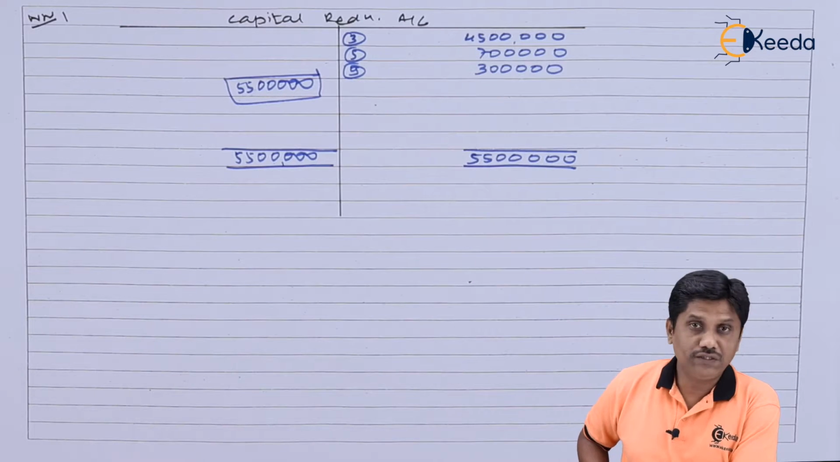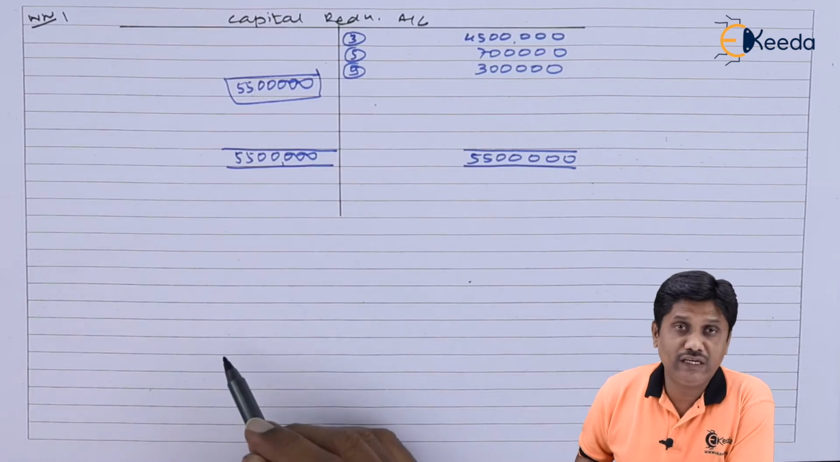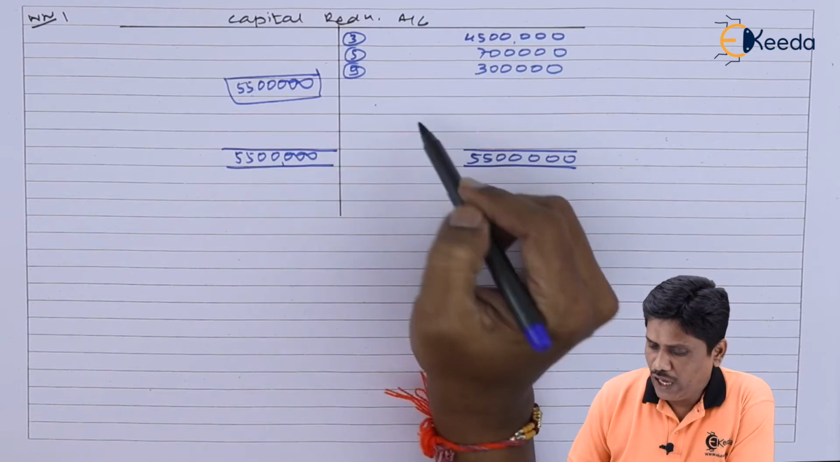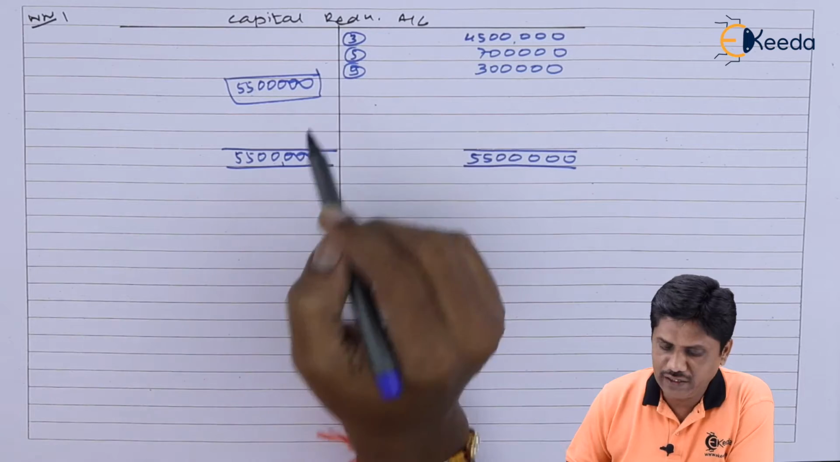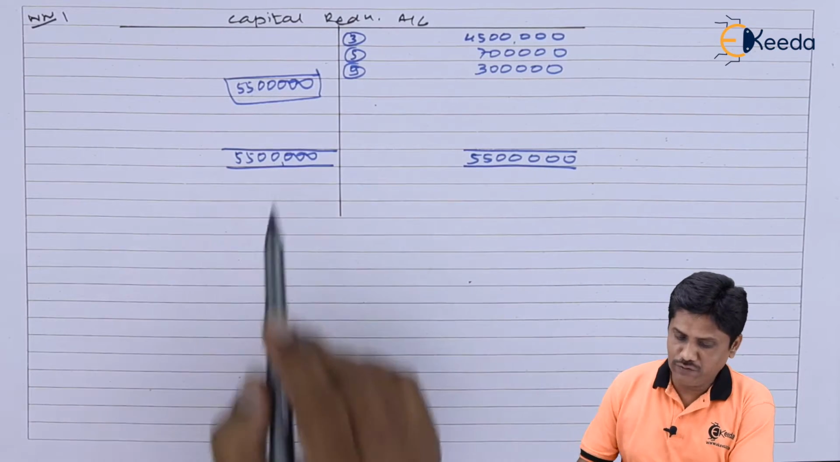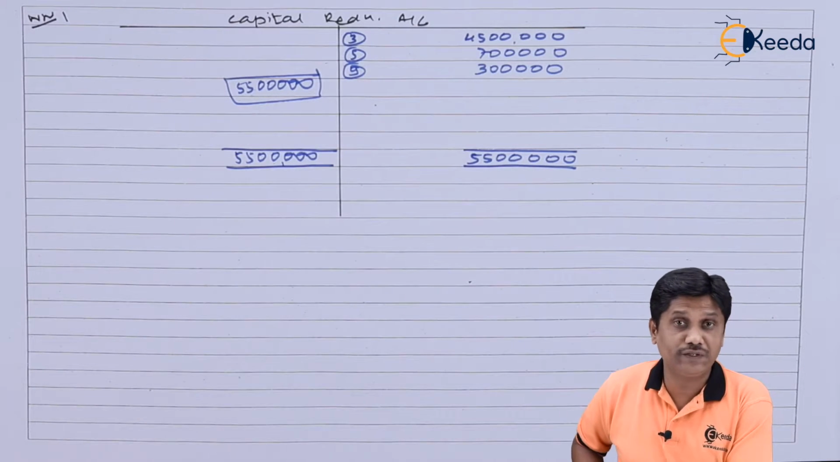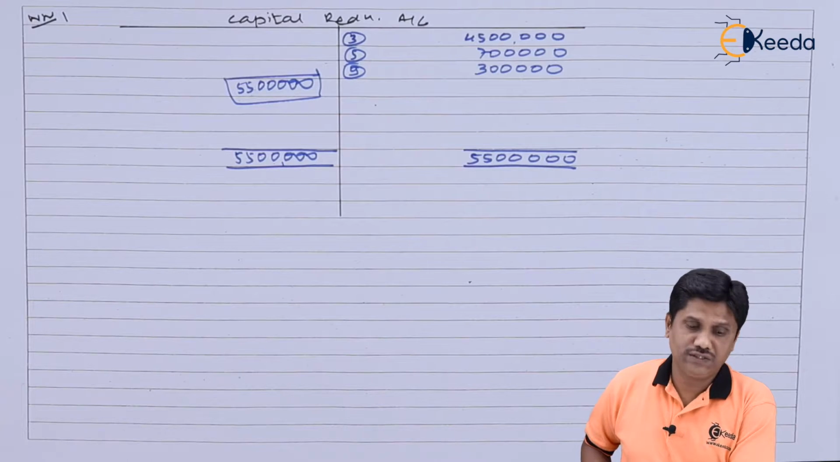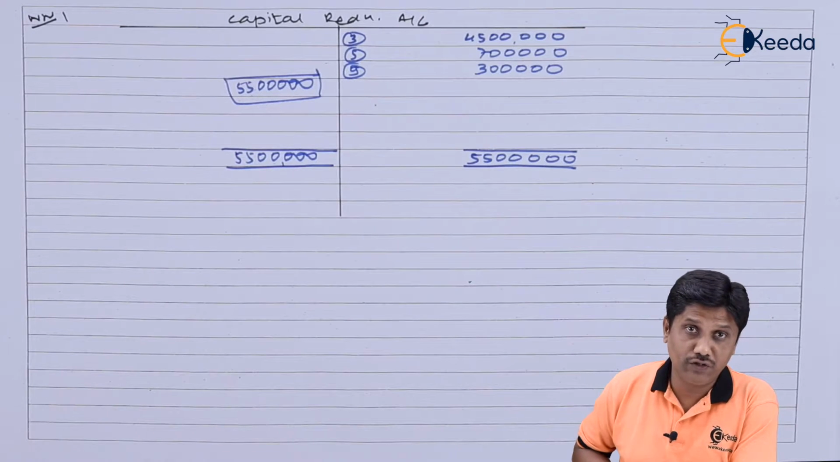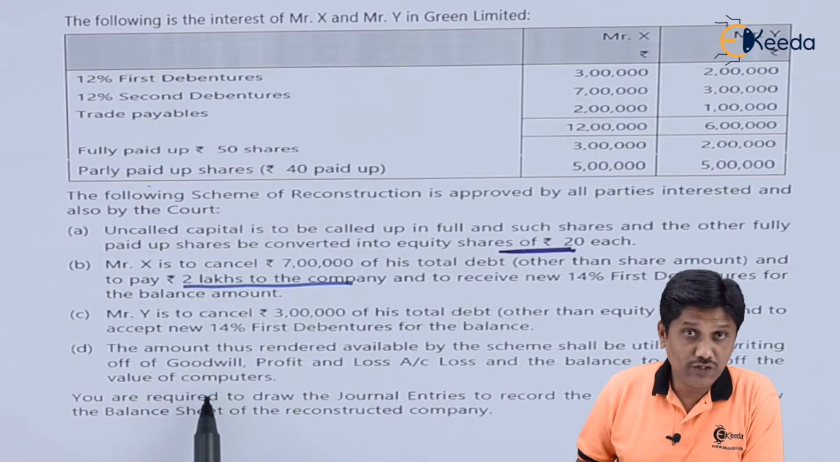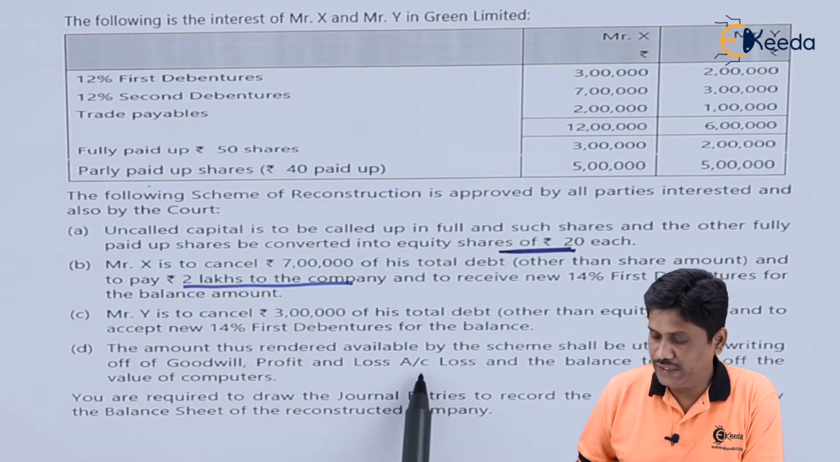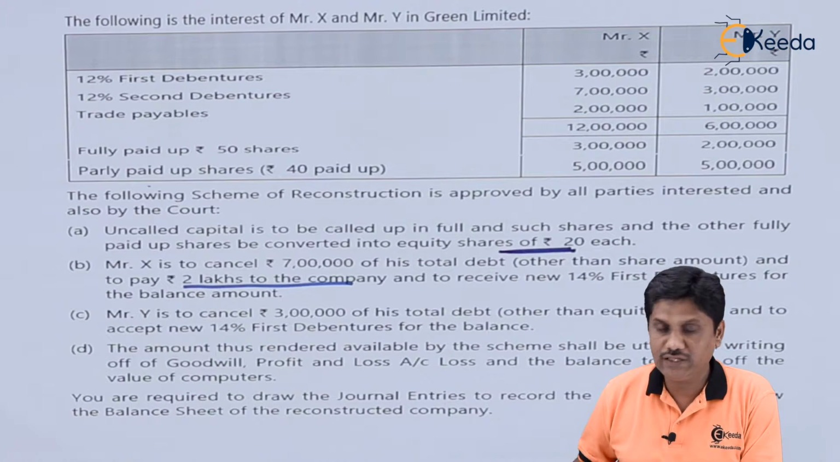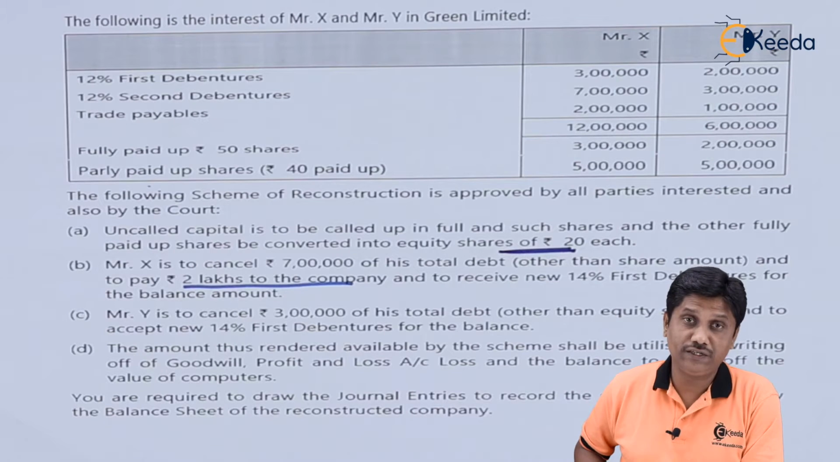Friends, you can notice this capital reduction account is prepared with the help of journal entries. I have just placed the amounts over here, and I come to know that there is a surplus of 55 lakhs which will be used as per the instruction in the question. The question says it is used to write off your goodwill first, thereafter P&L account, and thereafter the balance will be used to write off the computer. So let us see the balance sheet.